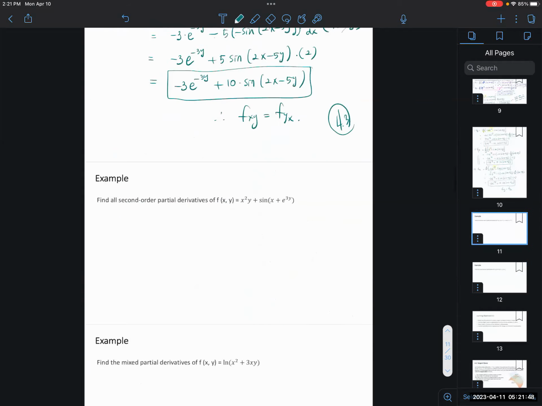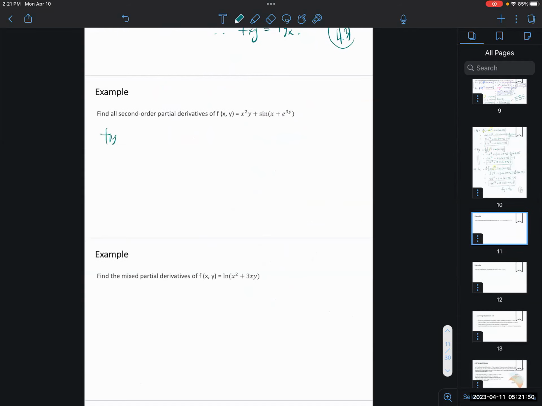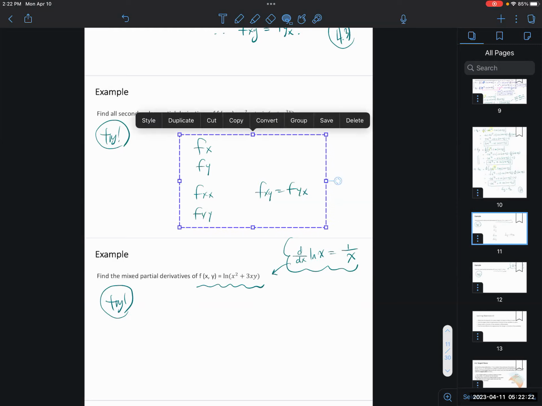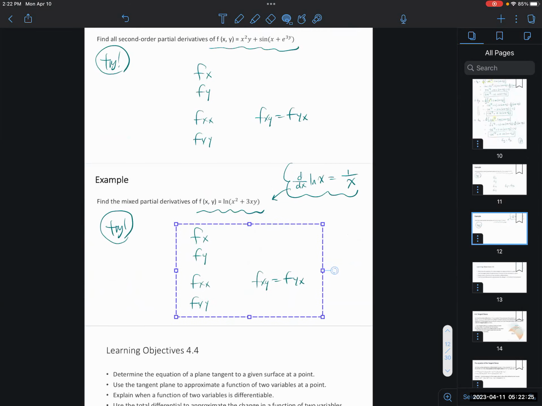And I have 2 more examples, but you can try them. Try those 2. So same thing. Step 1, find. I think this is very similar to what we did. And then you guys know the ln. The derivative of ln x is going to be 1 over x, keep in mind. So you can apply that there when you take the differentiation. So check it out, find fx, fy, fxx, fyy, and then prove fxy equals fyx. So definitely you can practice those two questions. Okay, check.